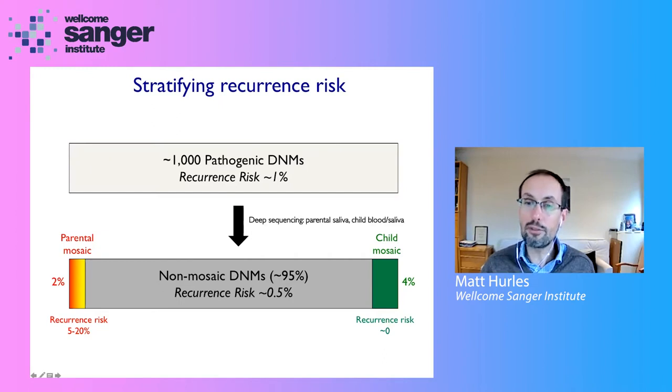So it's important to identify these parents. And then for about 4% of the children with a new mutation, the mutation only actually occurred during the embryonic development of the child. So their recurrence risk is essentially zero. And that means for the remainder, on average, the recurrence risk has gone down a bit.